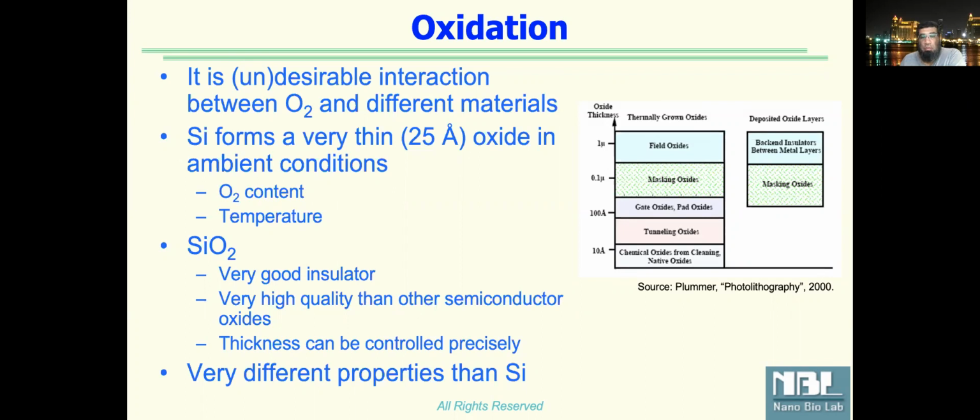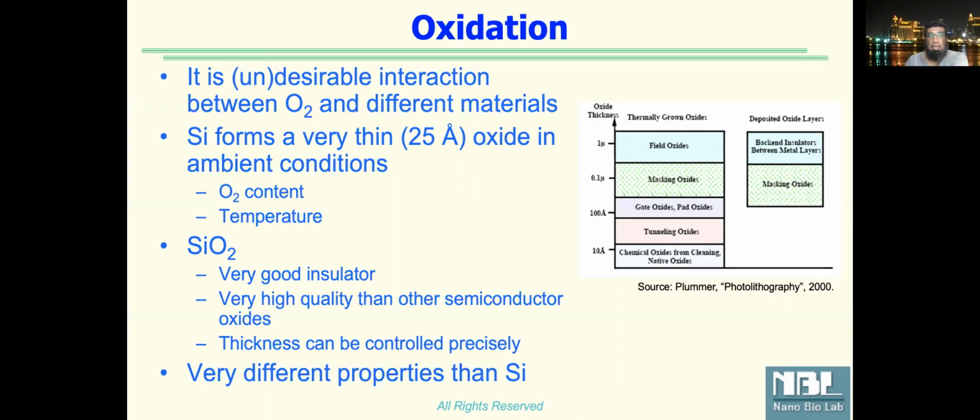Now, why do we use silicon dioxide? Silicon dioxide is a very good insulator. It has very different properties from silicon. Silicon with very small amount of N-type or P-type dopants, we can make it very conductive. But silicon dioxide is insulator, stays very good insulator, whether there's doping in silicon below or above it. Now, this is one important property.